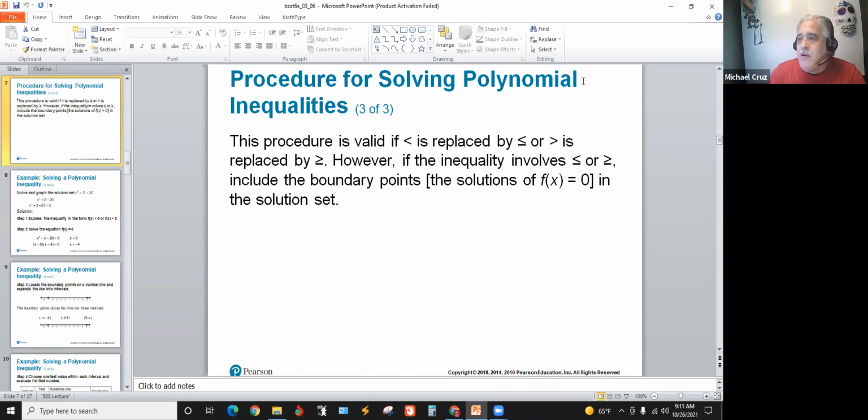So no matter what sign you have, you still work with the boundary points with the equation, right? And then you can compensate for whether it's less than or greater than or the equal to in there.